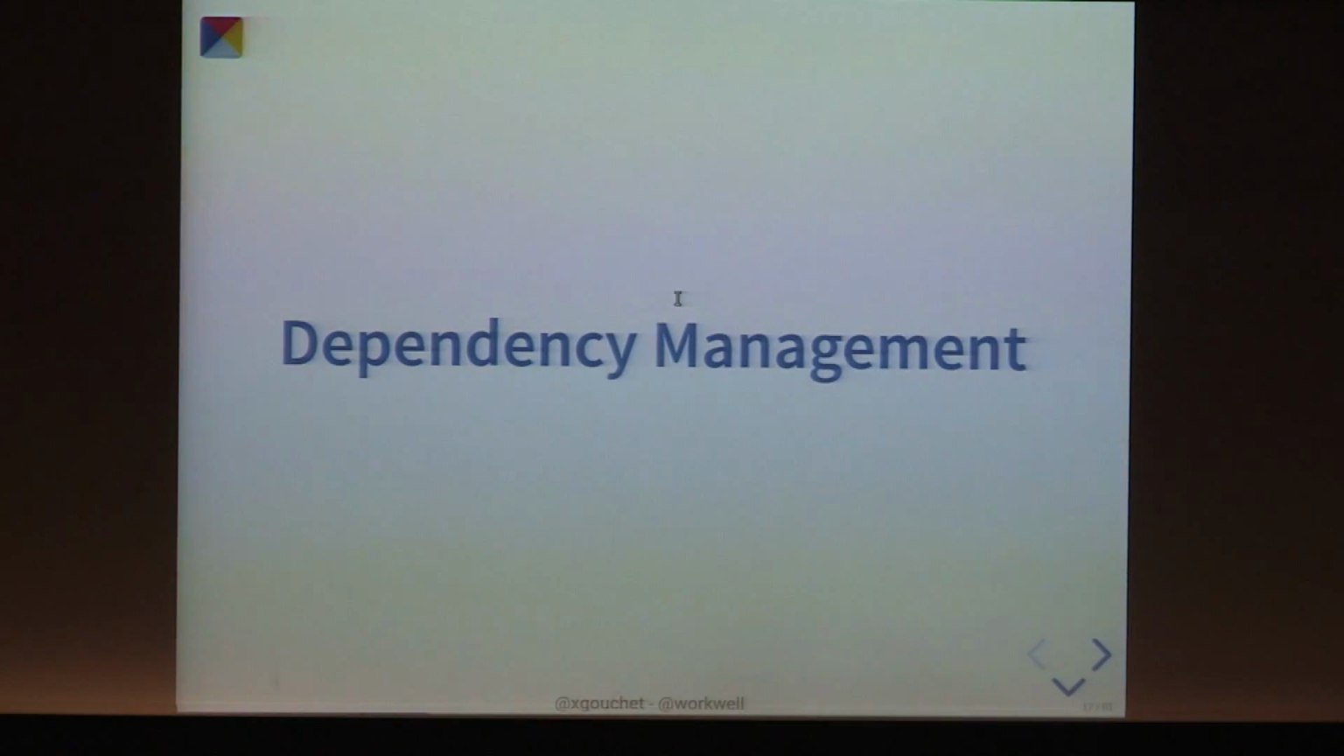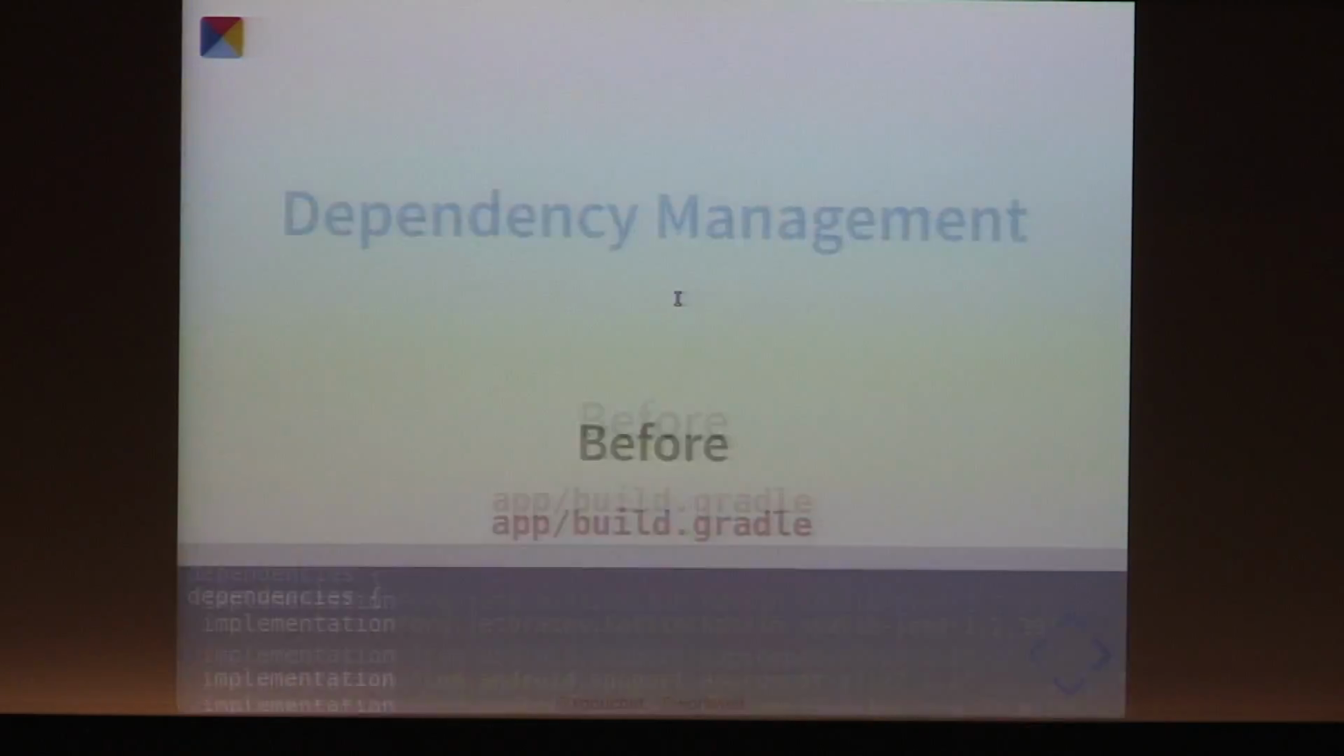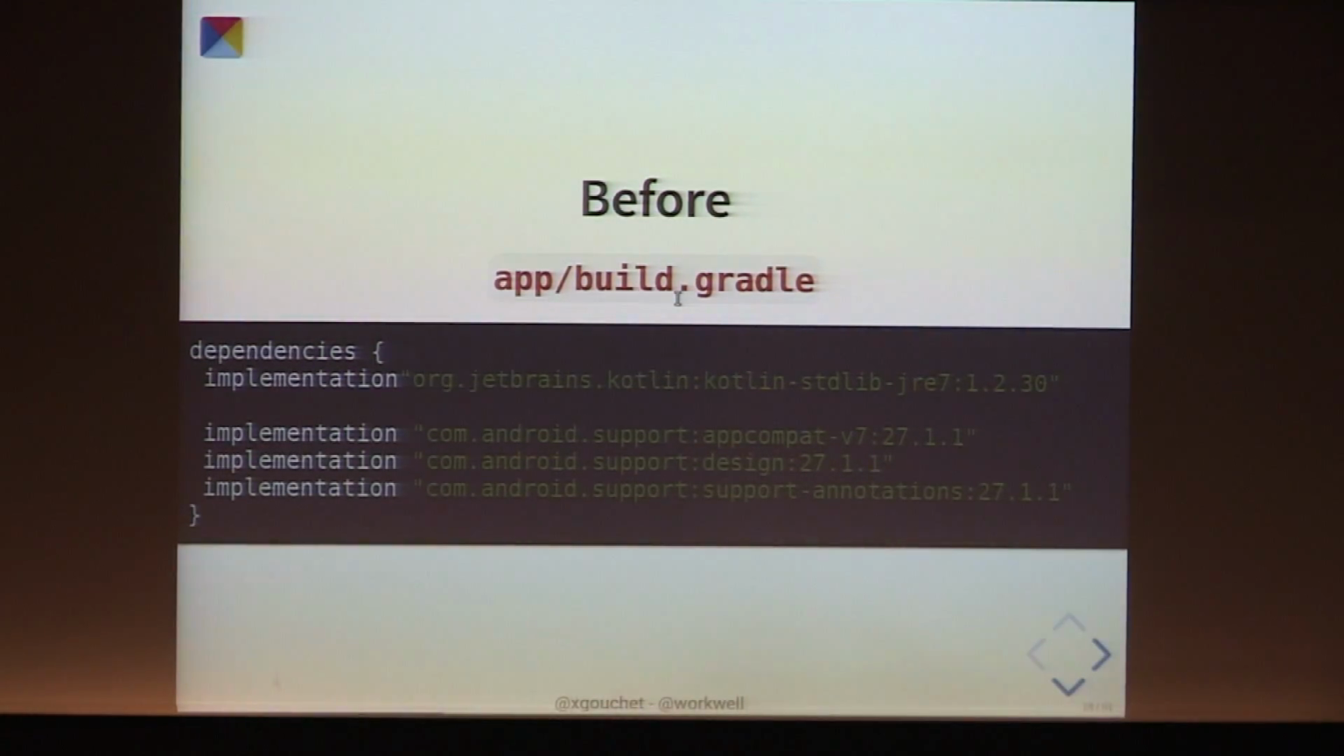So, the first example that I thought about is dependency management. Most of you know or already use the ext keyword to add versions or libraries directly inside your Gradle file, or maybe in a specific Gradle file. But we can do even better. So, for instance, this is what a pretty standard app/build.gradle file looks like.